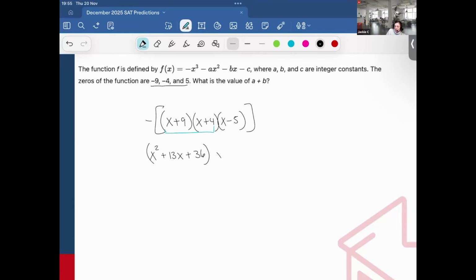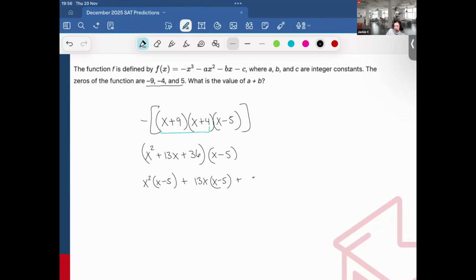Now we have to multiply this expression by x minus 5. So when you're doing this, just to keep it simple, you can say, all right, so this is going to be x squared, x minus 5. Keep the terms separate. That'd be plus 13x, x minus 5. And then we would have plus 36 and x minus 5. And then we can distribute accordingly and simplify to get what our answer is.